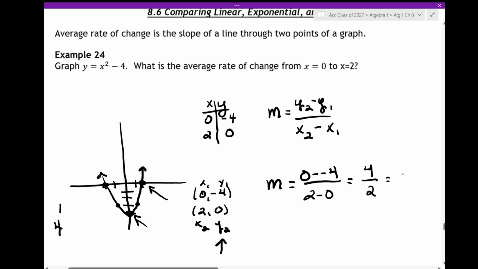4 halves is 2. So our average slope is 2. It can sometimes be difficult to talk about a quadratic, anywhere really, because it's always changing. But we can look at the average slope, or the average rate of change, and it's 2, and that can help us see what's happening in a more simplistic way. So there we go. Our answer is 2.